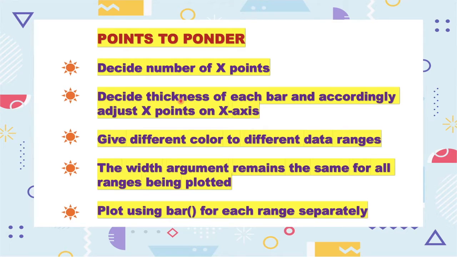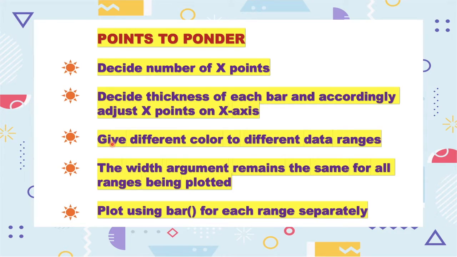The second point says decide the thickness of each bar and accordingly adjust x points and x-axis. So if we want to plot two bars per x-axis, then carefully think of the thickness of each bar. Say we want the thickness of each bar as 0.3. Then for the first range, keep it as x, and for the second range, make the x point as x plus 0.3.